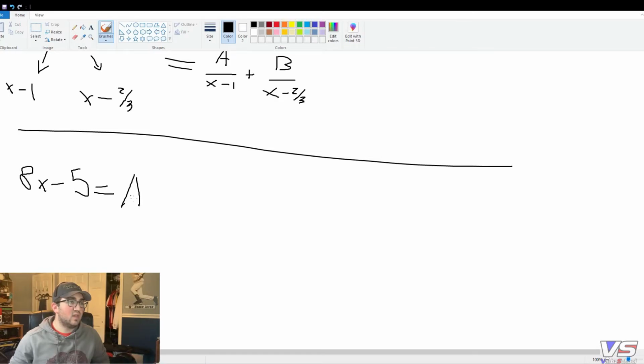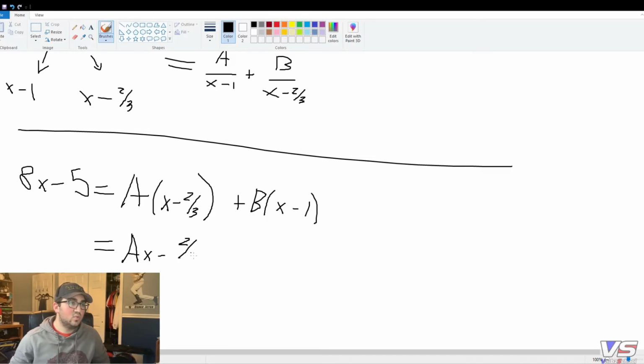So we're going to have a times x minus 2/3 plus b times x minus 1. And now that is going to simplify down even further to where we're going to have a of x minus 2/3 a.